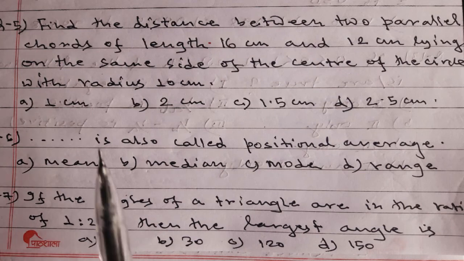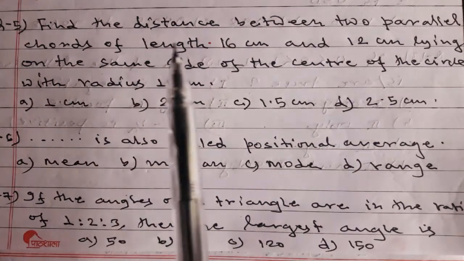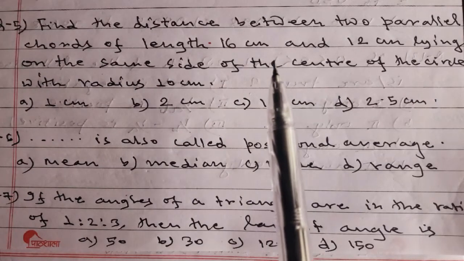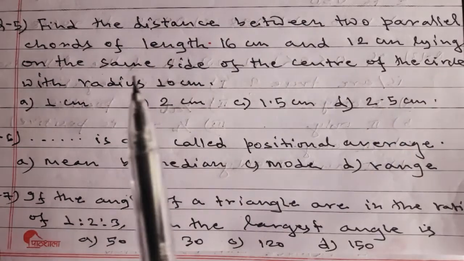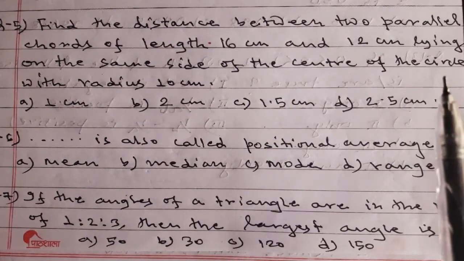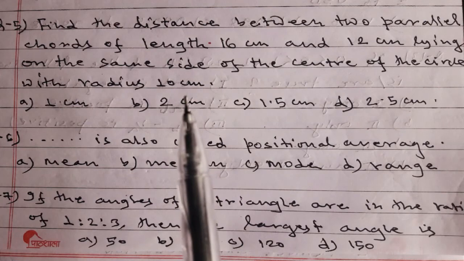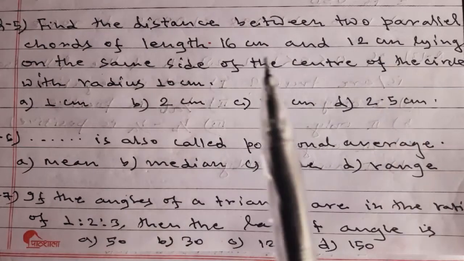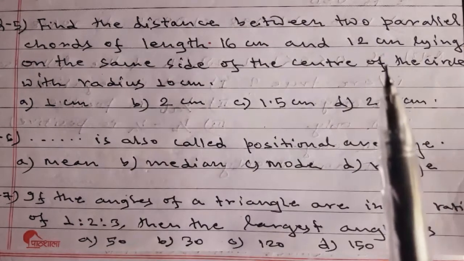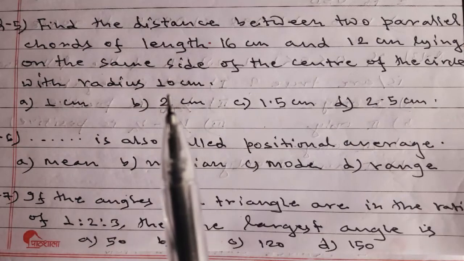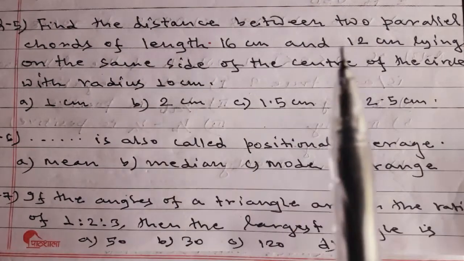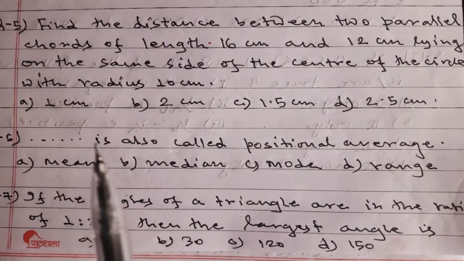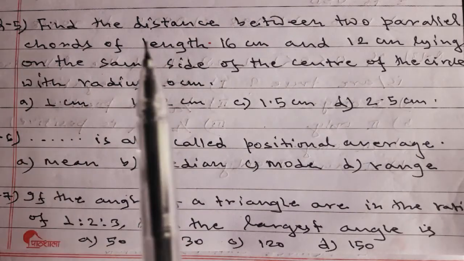Question number 5. It is from geometry. Find the distance between two parallel chords of length 16 centimeter and 12 centimeter lying on the same side of the center of the circle with radius 10 centimeter. We have to find the distance between two parallel chords whose lengths are given, 16 centimeter and 12 centimeter, and they are on the same side of the center of the circle. If the radius of the circle is 10 centimeter, we have to find the distance between the two parallel chords. We are given A, B, C, D, 4 options, and we have to choose the right option. So let's go to the solution of question number 5.